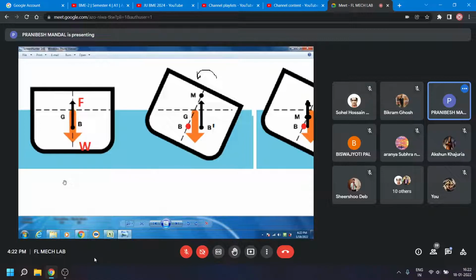But if it is half submerged or partially submerged, obviously the amount of fluid dispersed, or the volume of fluid dispersed, is less than the actual volume of the vessel, right?